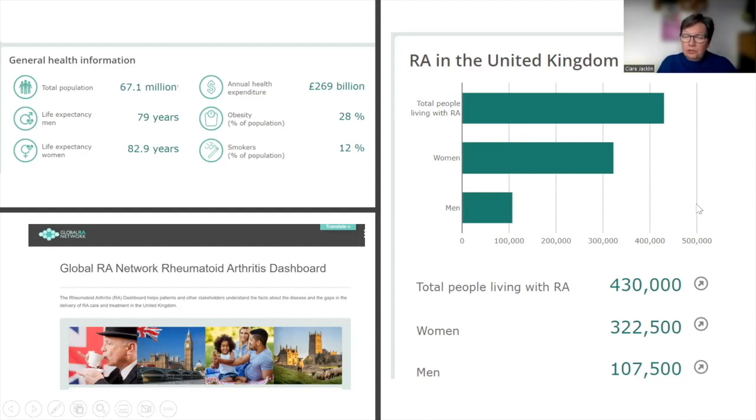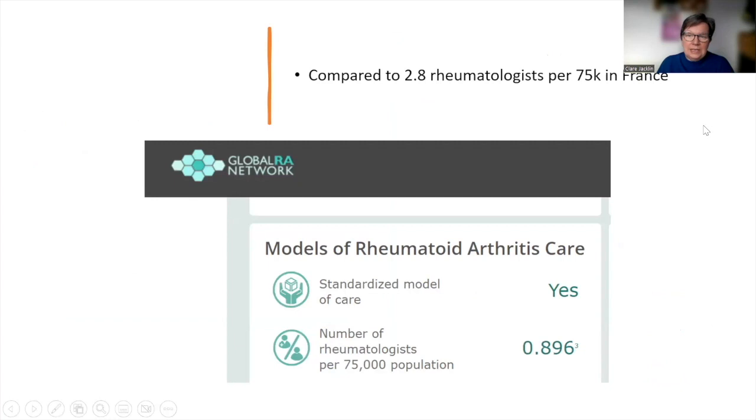We have about 430,000 adults in the United Kingdom living with rheumatoid arthritis. Again, probably similar in many other Western countries. Two thirds women, one third men. And what I found particularly of interest is looking at the number of rheumatologists for the population. We've worked and are continuing to work with the British Society for Rheumatology on a report that they produced a couple of years ago now on the workforce issues. And of course, they have been exacerbated because of COVID.